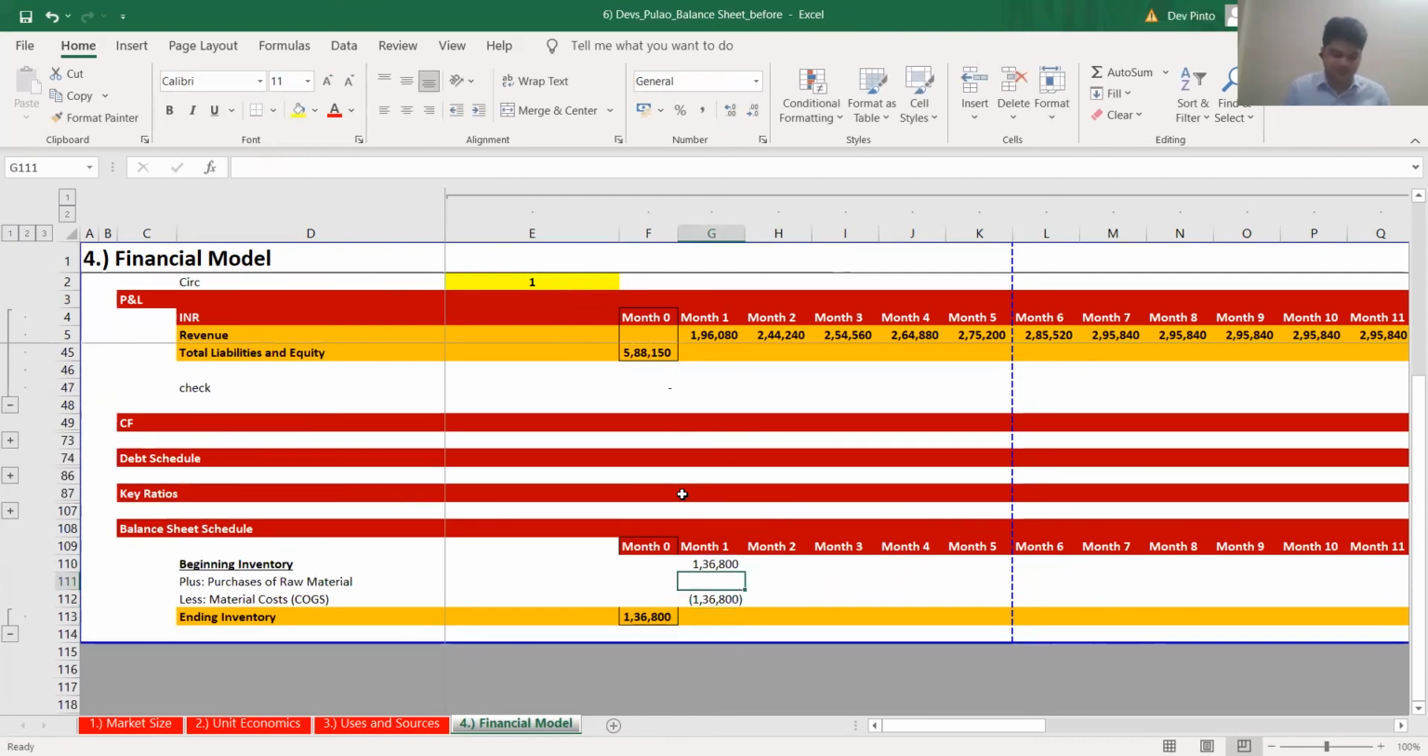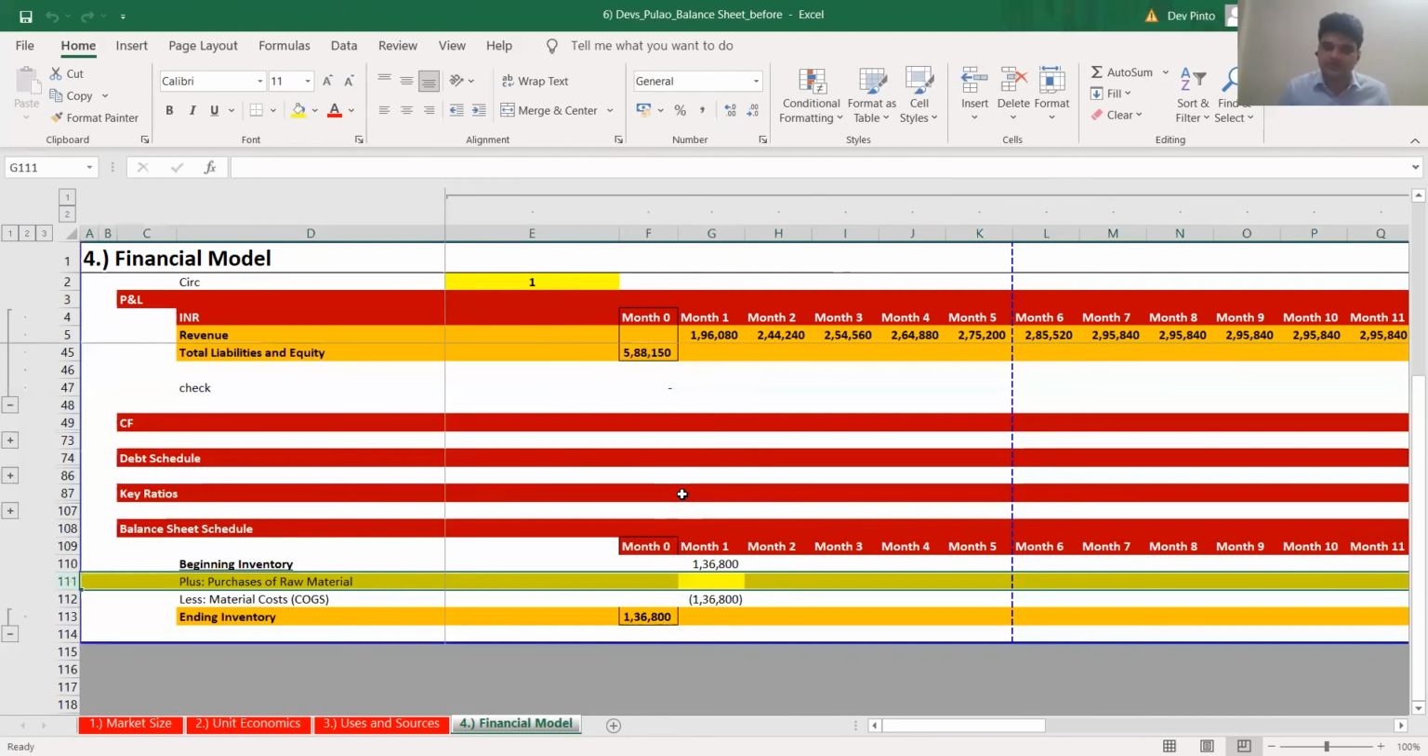And what is purchases of raw materials? So in this month, I started with this much inventory. I sold this much inventory, but my business is not going to stop at the end of month one, right? It's going to continue to month 2, month 3, month 4, month 5, month 6. And hence, once this inventory gets over, I'm going to have to replenish it. So this purchases of raw materials just represents me replenishing that inventory.